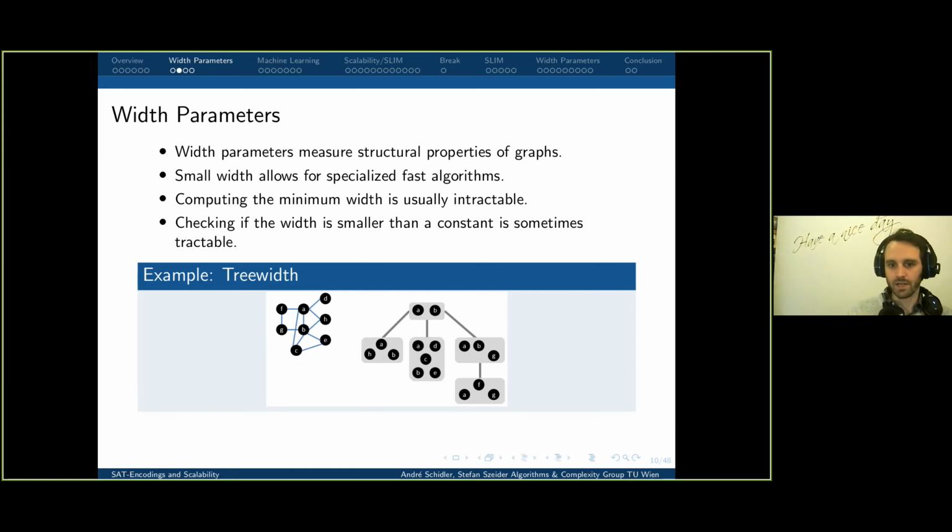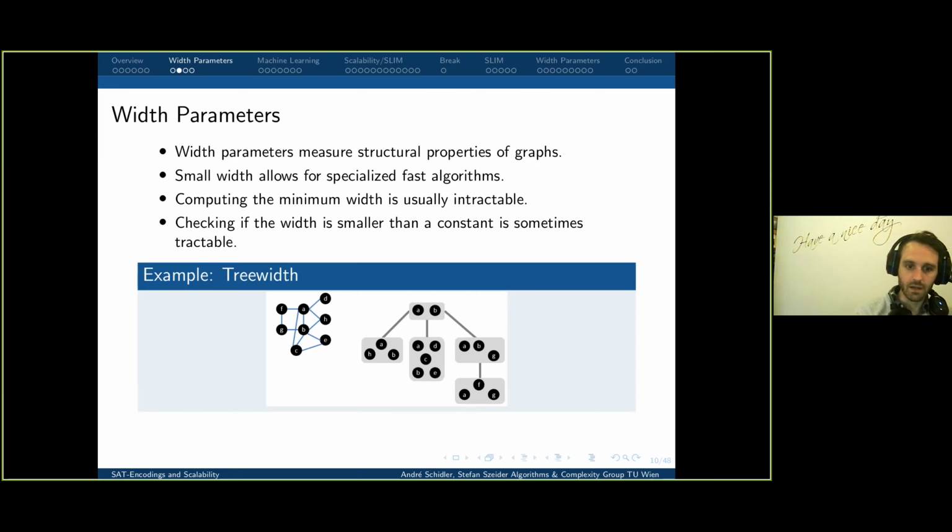And the background is that algorithms usually run much faster on trees. What this gives you is, if you have a small width, then you can use specialized algorithms for the specific measure that can solve your problem quickly. Usually these algorithms are exponential in the width, but polynomial in the size of the instance. So as long as the width is small, you still get a good runtime bound. But computing the minimum width for these properties is usually intractable. On the other hand, checking if the width is smaller than some constant for some structural decomposition is tractable, but computing the minimum width is usually intractable.